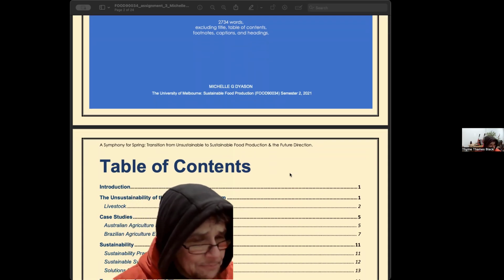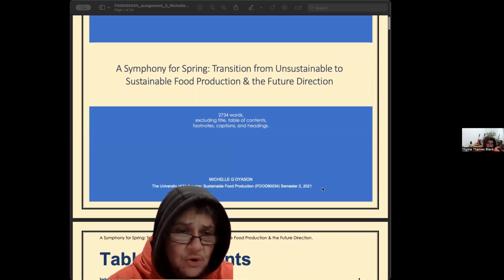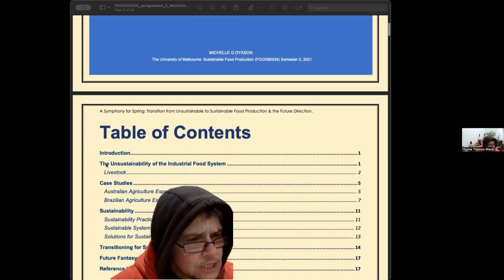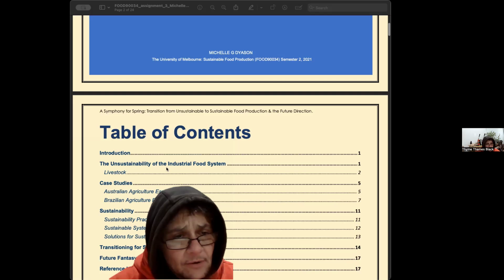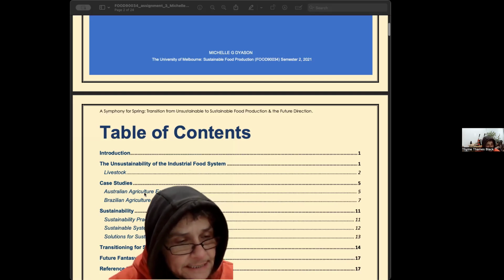Table of contents. I did learn how to change these colours. There's the blue, eventually. Table of contents, introduction. The unsustainability of the industrial food system, livestock, case studies.